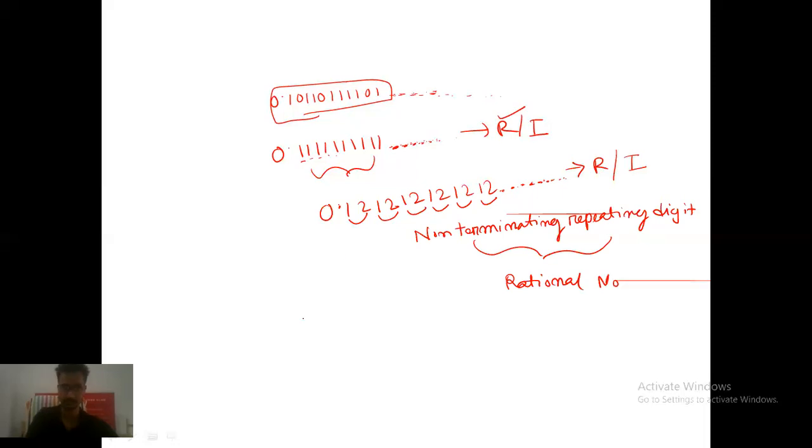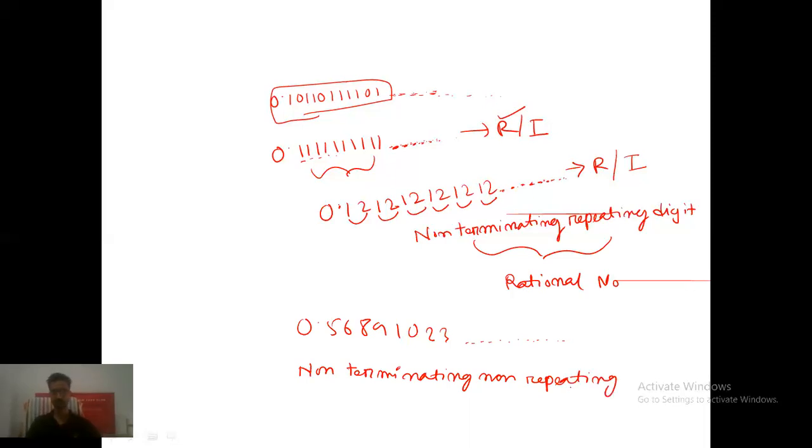But suppose 1, 5, 6, 8, 9, 1, 0, 2, 3, something like this. It is also non-terminating, but it is non-repeating. Yes or no? It is non-terminating, non-repeating. That's why it is your irrational number.